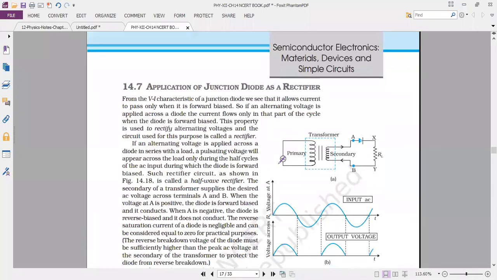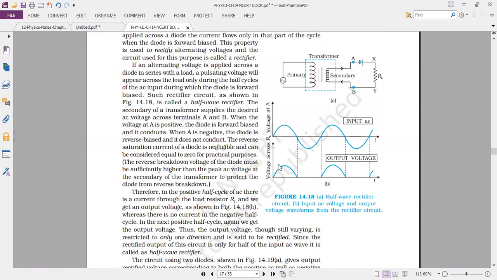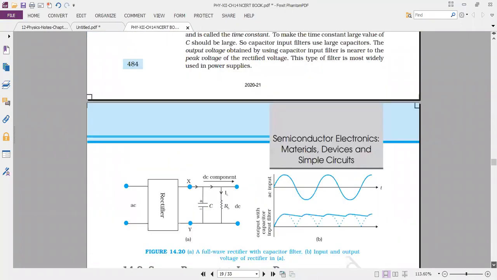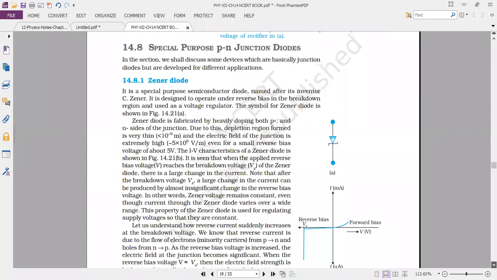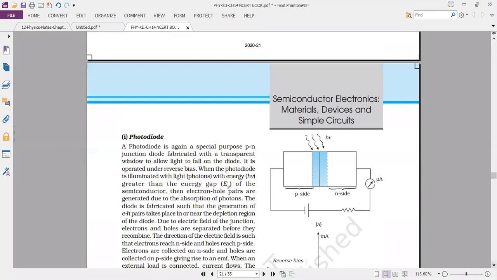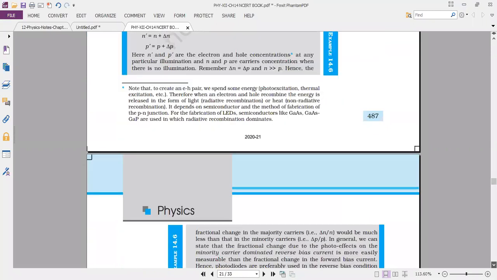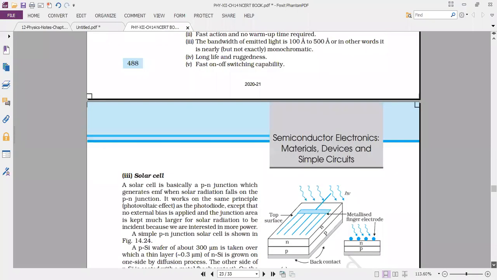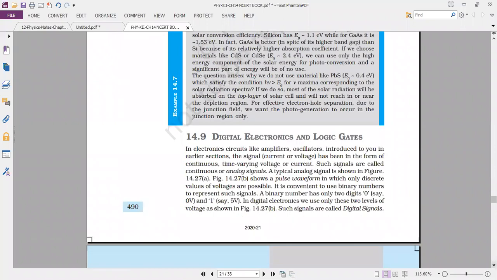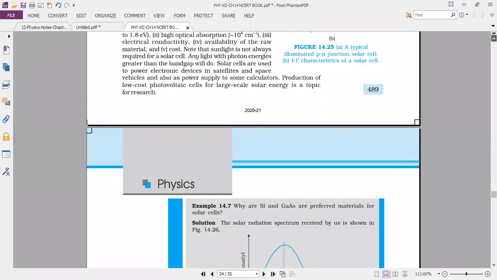That's all. Application of PN junction forward rectifier. It is after the rectifier. We will go and discuss the special purpose PN junction diode, Zener diode. Next, photodiode, LED, solar cell. That's all. After that, this is your syllabus. Again, I will show you what is your syllabus and all.